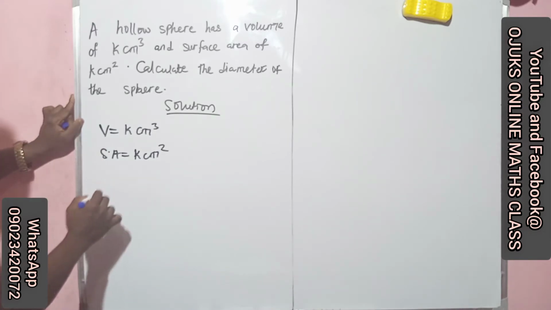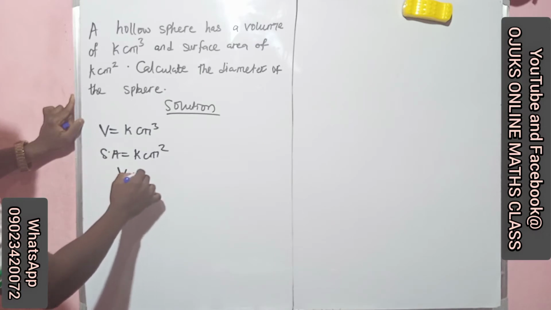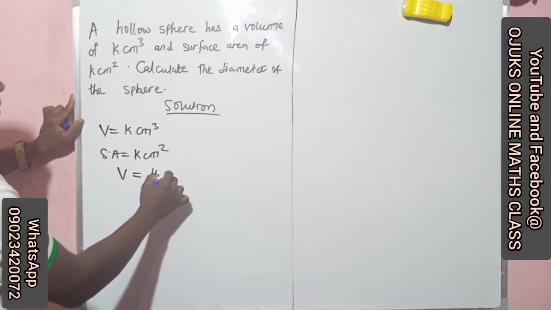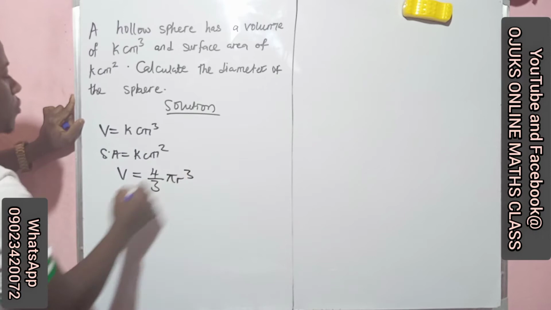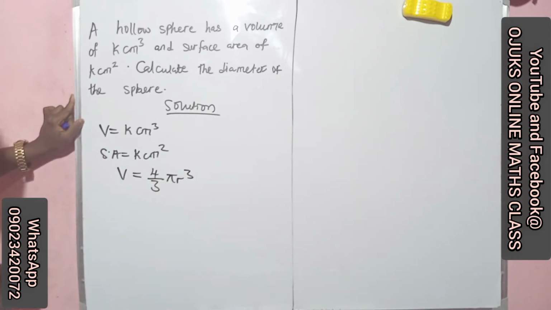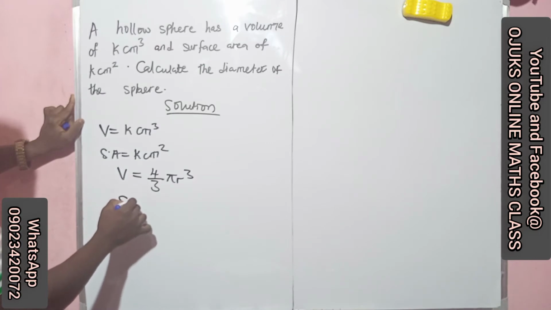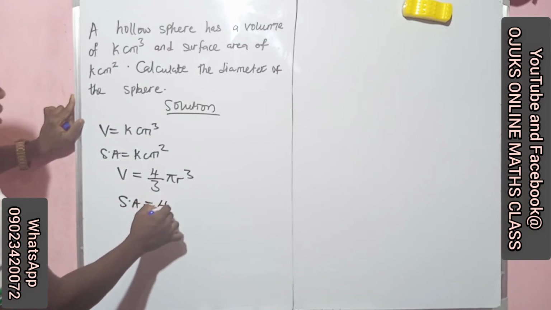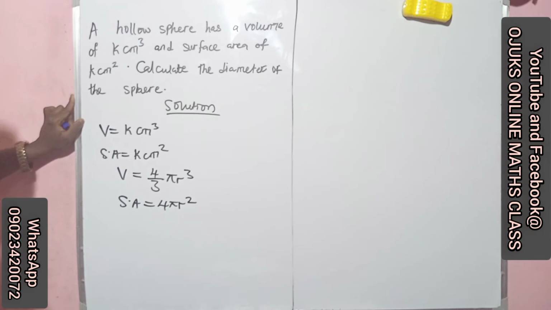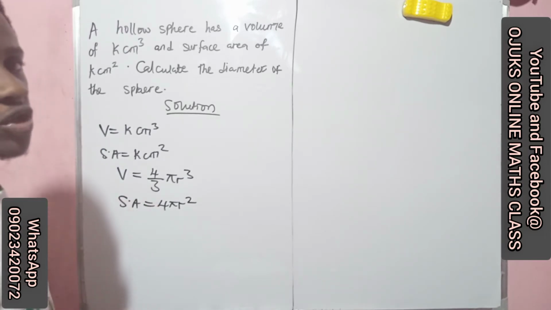To solve for the volume of a sphere is very simple. Volume of a sphere is equals to 4/3 pi r cube. Then for surface area of a sphere, surface area of a sphere is simply equals to 4 pi r squared. So these are the formulas used in solving for this.